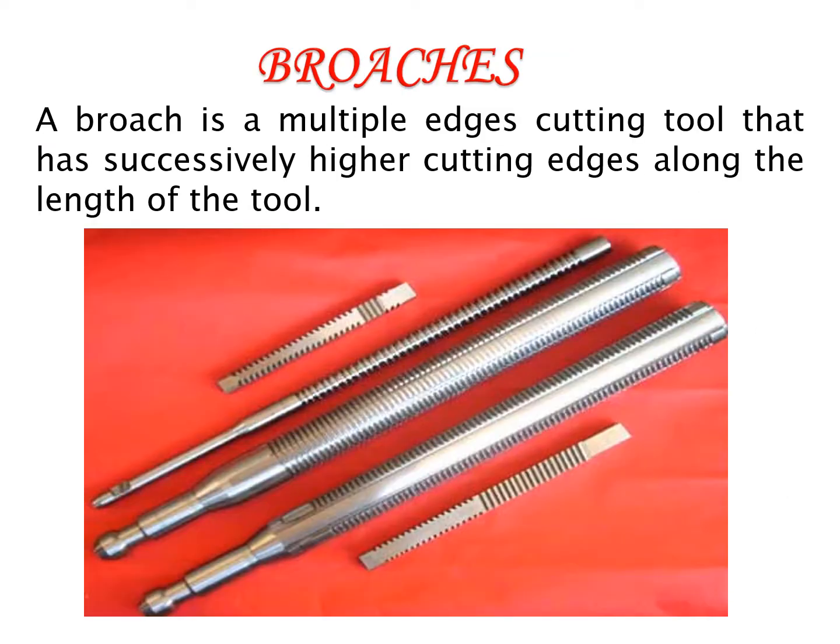So this is the simplest form of broach. This is the tool of the broaching machine. There will be teeth formations. A broach is a multi-edged cutting tool that has successively higher cutting edges along the length of the tool. So generally this broach tool is formed in a taper shape.